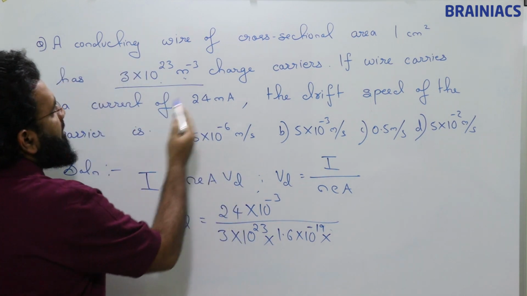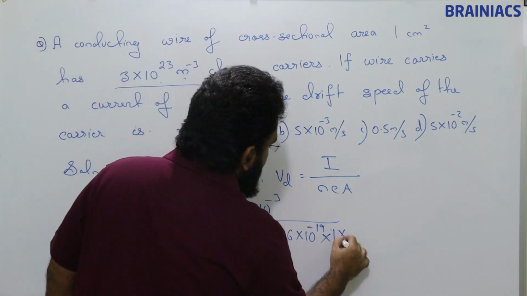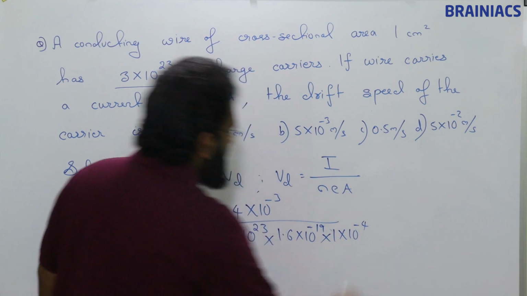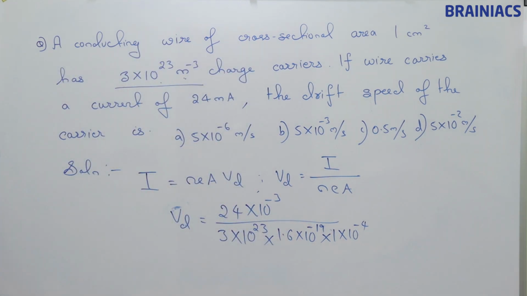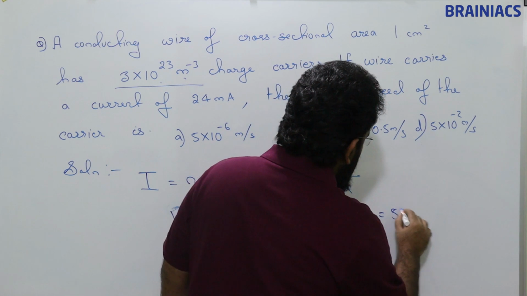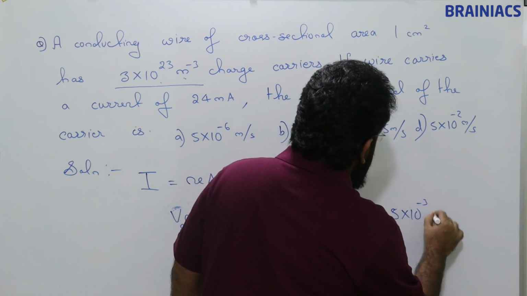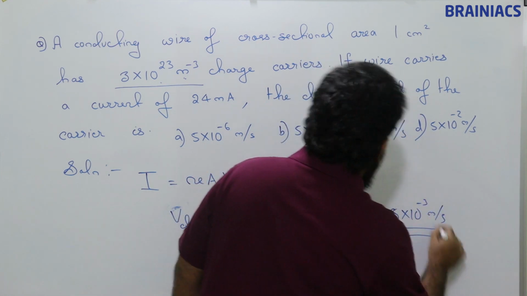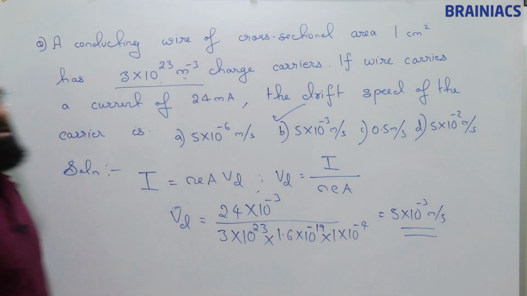Then what is the area of cross section? 1 centimeter square, 1 into 10 raised to minus 4. Converting all the units into SI units, we can substitute like this. So solve this, what answer are you getting? So 5 into 10 raised to minus 3 meter per second. Option B we will be getting as the answer.